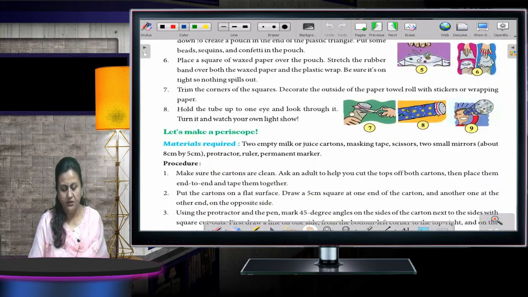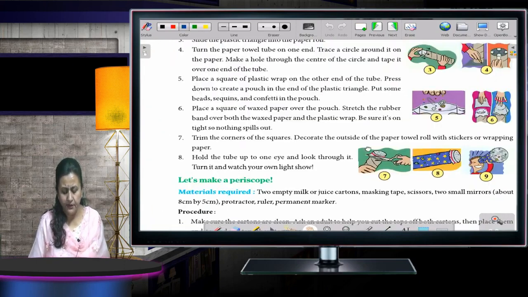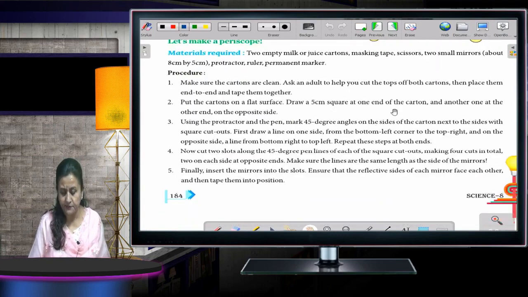This is the way how you can make a kaleidoscope and a periscope. Just go through it, it is very simple, nothing much to explain in this.